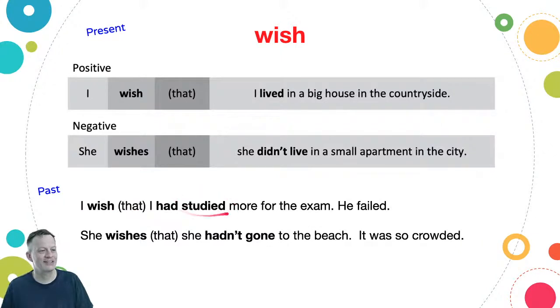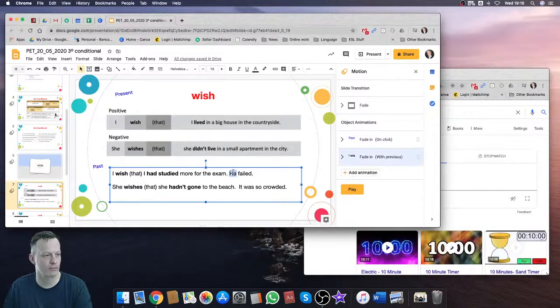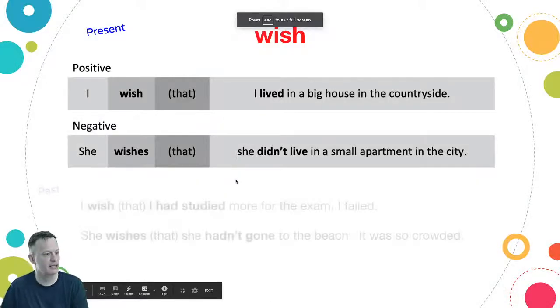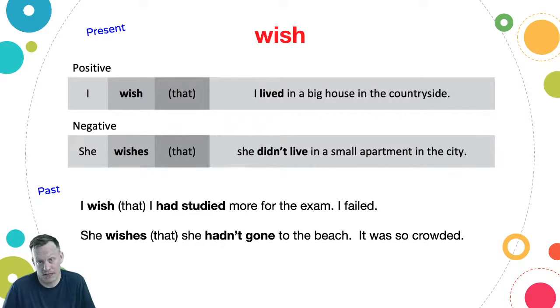I wish that I had studied more for the exam. Well, I failed, for example. I put he failed. That's a mistake. I wish I had studied more for the exam. I failed. I'm going to change that because it's bothering me. I wish I had studied more for the exam. I failed. I didn't study for the exam very much, and that's why I failed. I wish, ojalá, I wish that I had studied more for the exam in the past. So, had studied in the past, studied or lived in the present.